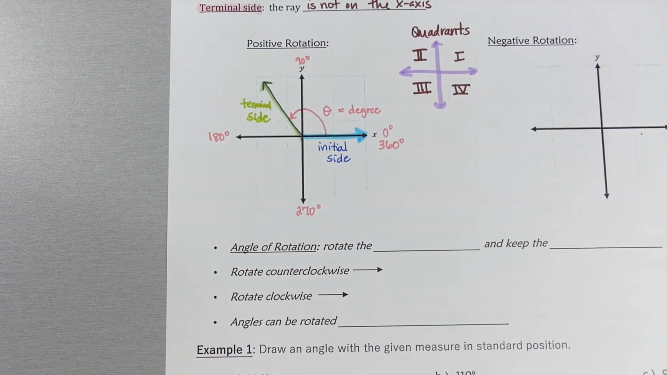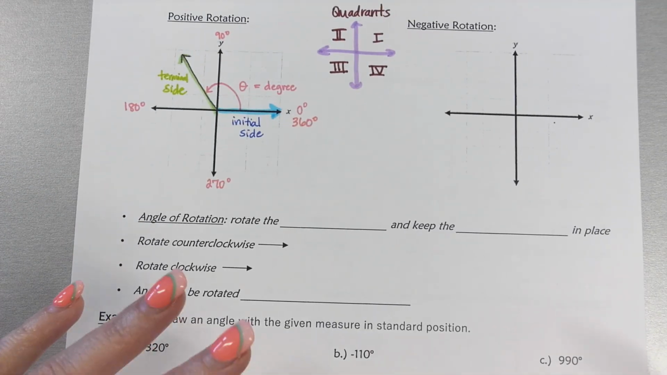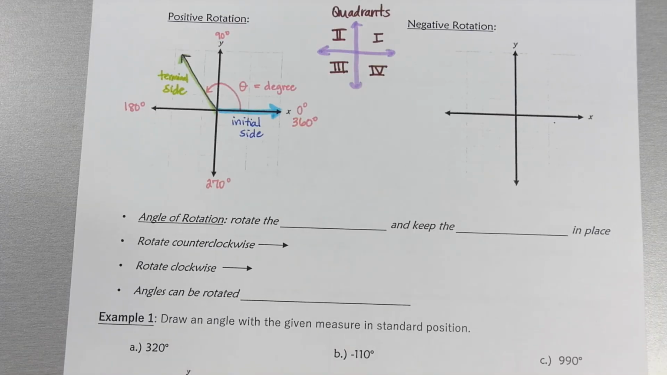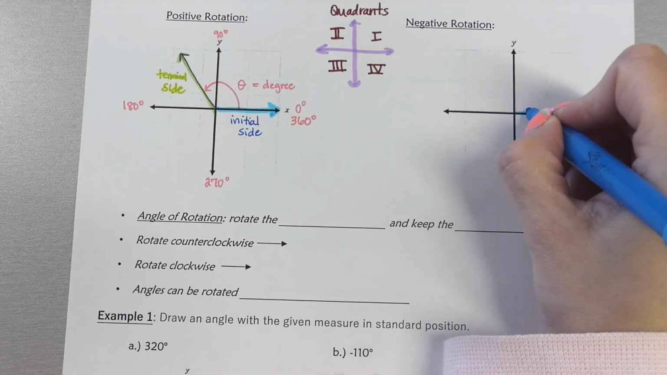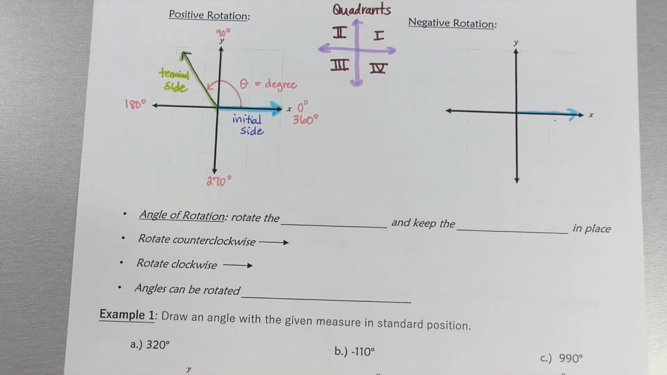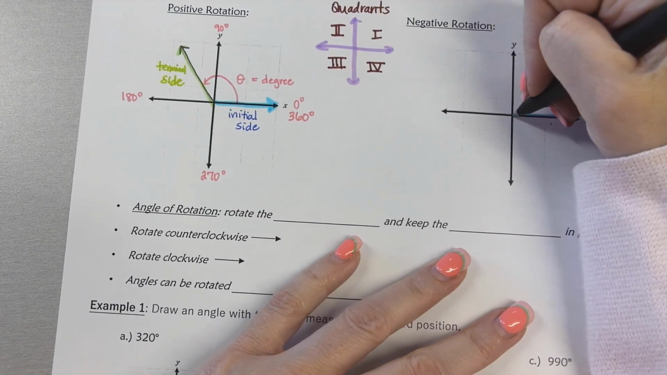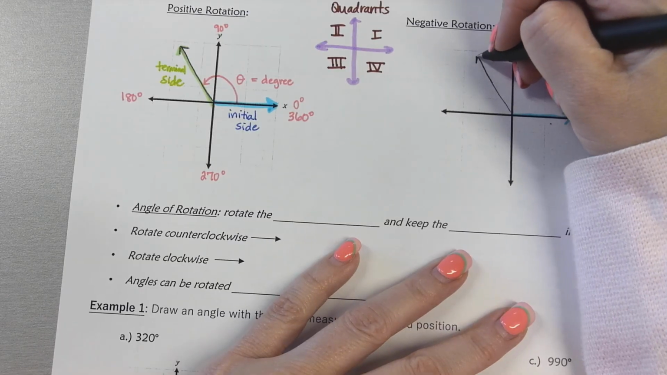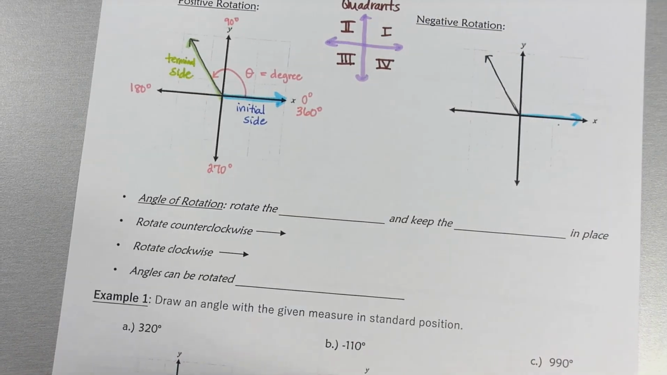Great. Okay, now for the negative rotation, that is going to be very similar. In fact, we're going to keep the initial side and the terminal side at the same place, so I can show you the difference between those.